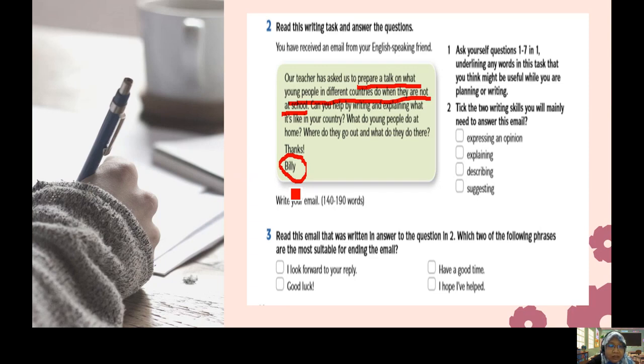Next one. Again, what relationship do you have with the person you are writing to? Still you are his English speaking friend. So you have to reply back in English. And is a formal or informal writing style best? Of course, it's still informal because you're writing to your friend.